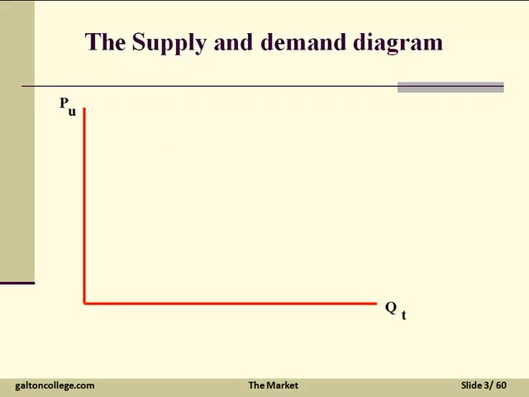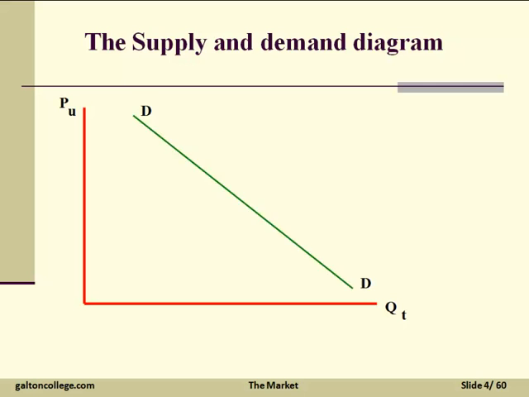So there are the axes. On the vertical we have the price per unit, and on the horizontal the quantity demanded or the quantity supplied per unit of time. In other words, the quantity demanded or supplied per week, per month, per year, or whatever the time period is. Now, these axes are the same, as I said, for demand and for supply.